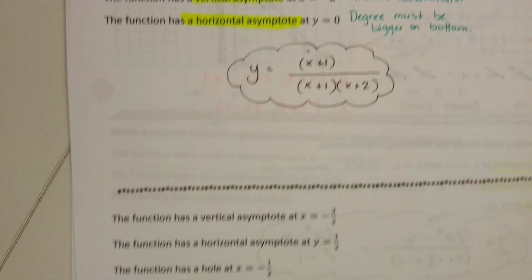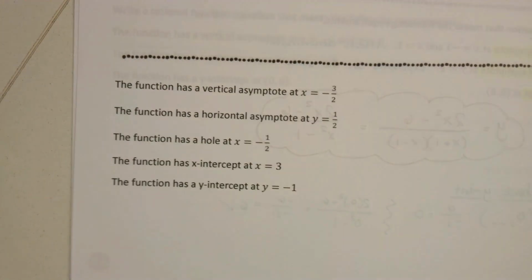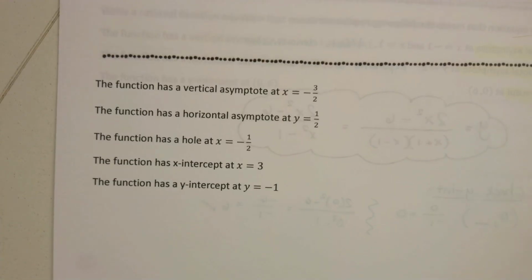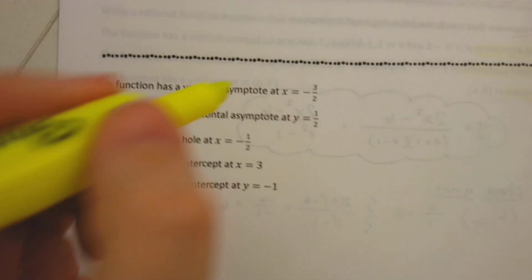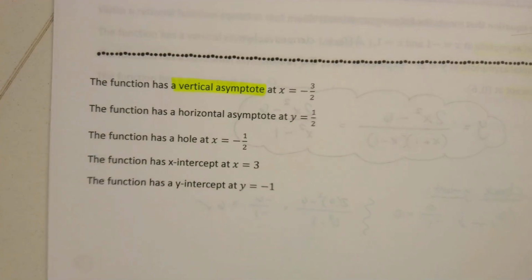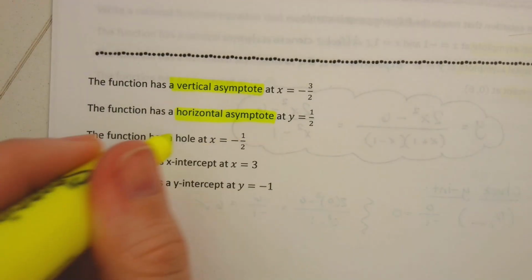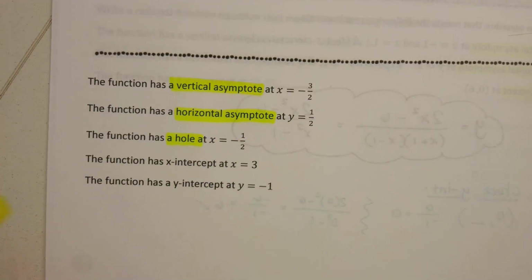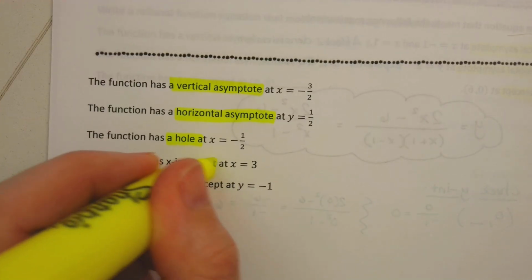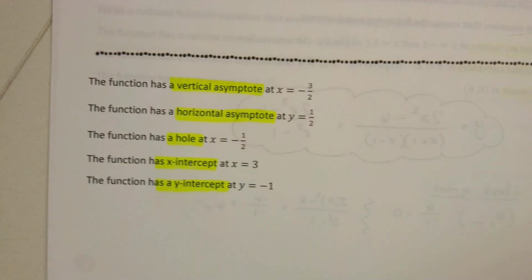Alright, last one. Even though there's a lot going on, I actually thought the last one was kind of easy. It has one vertical asymptote at x equals negative 3 over 2, a horizontal asymptote at y equals 1/2, a hole at x equals negative 1/2, and an x-intercept at x equals 3 and a y-intercept at y equals negative 1.